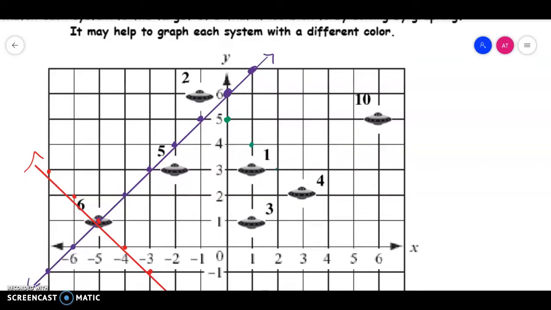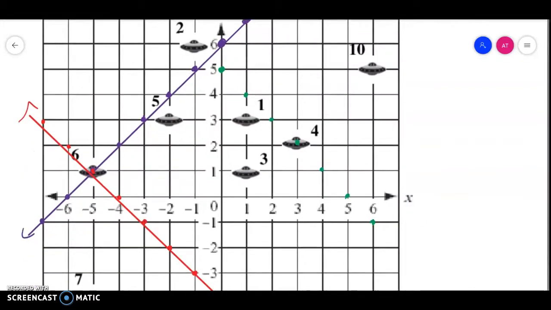Down 1 to the right 1. Okay, so we hit 4. We're going to keep going till I hit the edge of my graph. I don't want to get too excited. And down 1 and over 1.